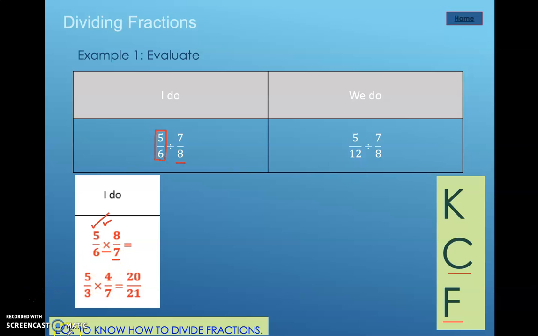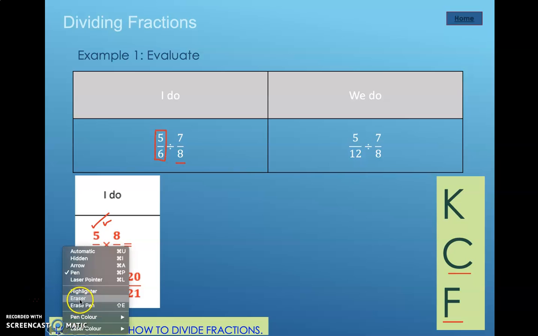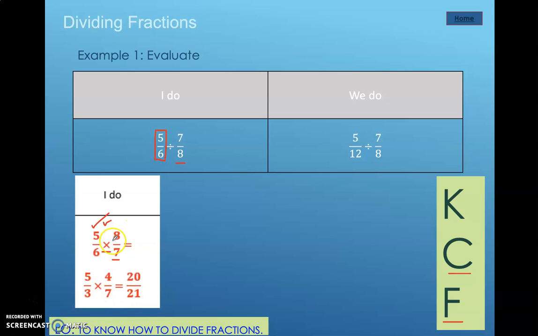So now what we've done is we've cross-simplified. So we get a little different pen colour. So this here is in the 2 times tables, as is this. So our 5 on the top has stayed the same. Our 6 on the bottom has become a 3 because it's been divided by 2. And because we've divided something on the bottom by 2, something on the top must be divided by 2, which is our 8.